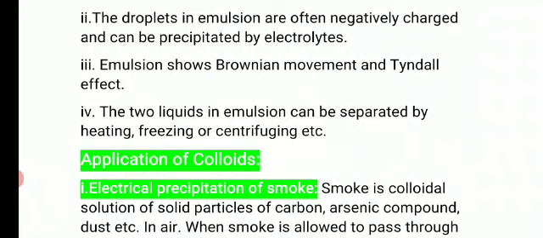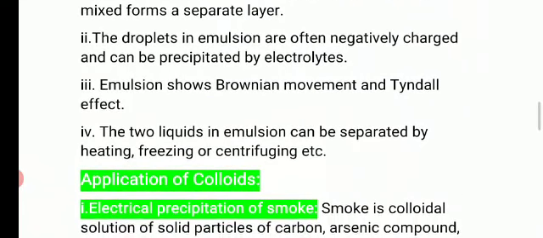Understood? So a centrifuge machine is generally not used in the lab for 11th-12th. Yes, a centrifuge is a small apparatus that you will use in practicals. So you may get an idea of a centrifuge apparatus when you perform the practical, especially the salt analysis practical in 11th as well as in 12th standard. So when college starts, I think you will get an idea of it. So the two liquids in emulsion are separated by heating or freezing or centrifuging. Understood, guys? So these are the properties of the emulsion.